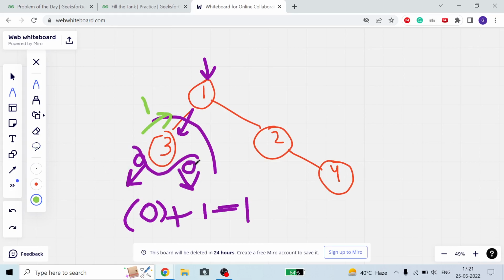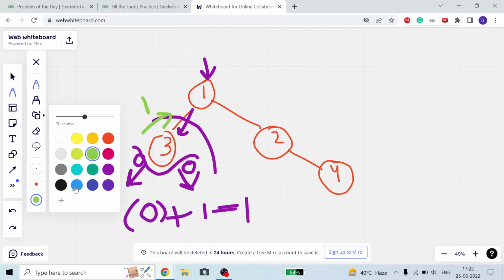The children of 3 require 0 units. Now 3 itself also requires some unit of water, so total is children of 3 plus 3. So this left side requires 1 unit of water. Okay, so from the left side it will say I require just 1 unit of water.